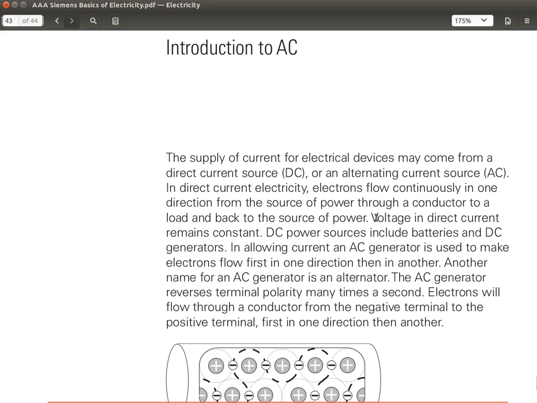Let's continue. Voltage in direct current remains constant. DC power sources include batteries and DC generators.